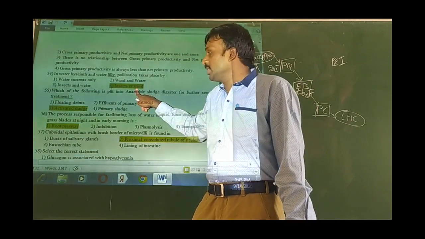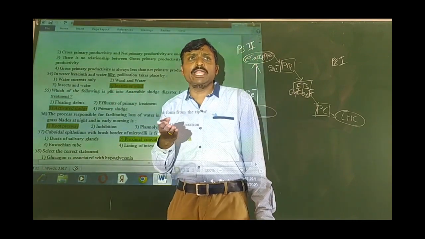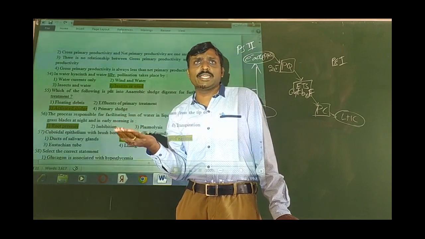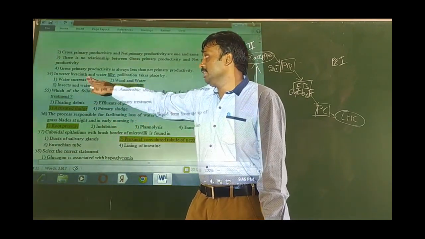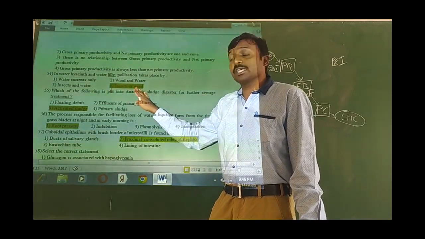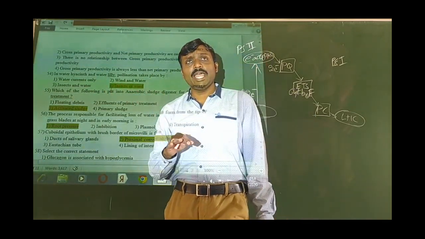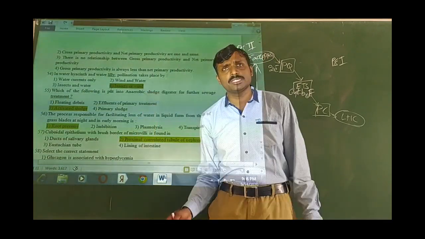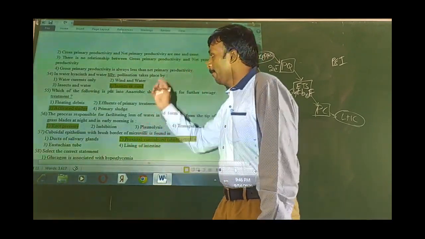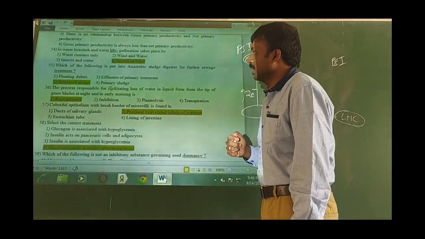So in case of terrestrial plants, generally insects and wind will be acting as pollinating agents, right? In the same manner, in case of water hyacinth and water lily, insects or wind will be acting as pollinating agents. Okay, so again this is also purely based on memory power. Then moving to the next question.